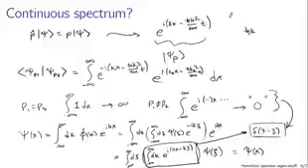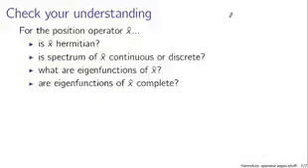That's about all that I want to say about these sorts of topics. To check your understanding, let's consider the position operator x hat. Is it Hermitian? What is the spectrum like? Is it continuous or discrete? What are the eigenfunctions of x, the operator? And do those eigenfunctions form a complete basis? So think along those lines, and hopefully that will help solidify this notion of the mathematical formalism that we've been working with in the context of Hermitian operators.